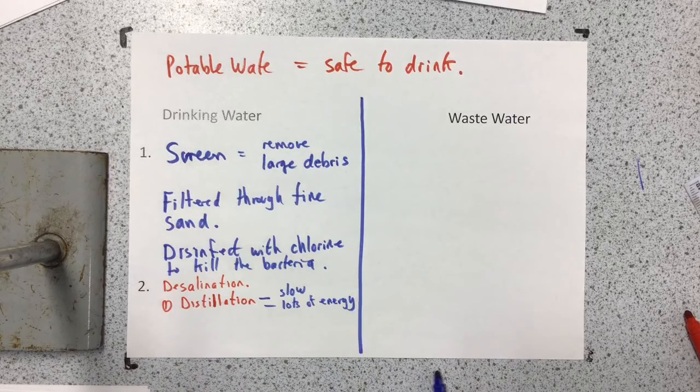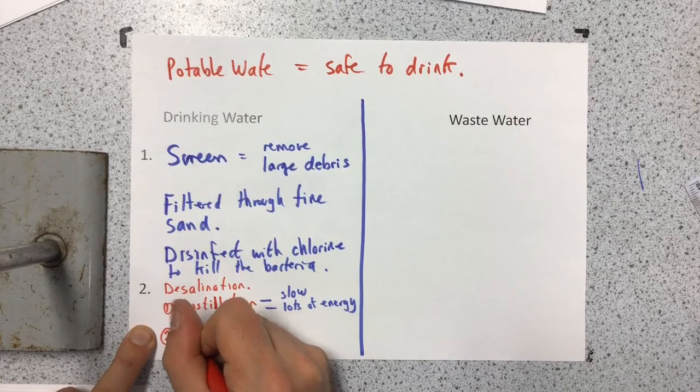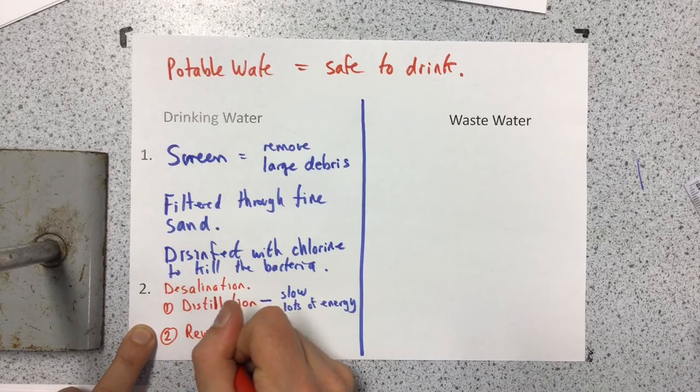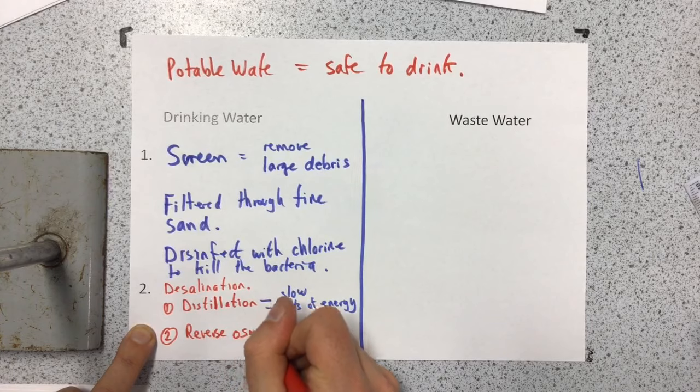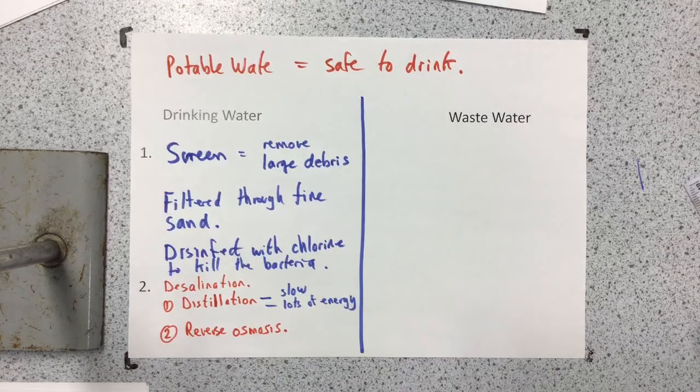Okay, and the second way we can do this is something called reverse osmosis. So normally what would happen in osmosis is that the salt particles would move from an area of high concentration to an area of low concentration. Okay, we don't want that to happen. We want to leave the salt particles behind.